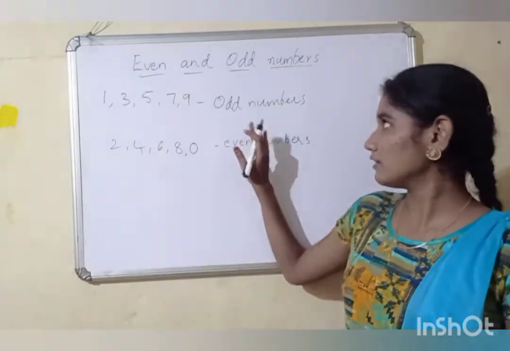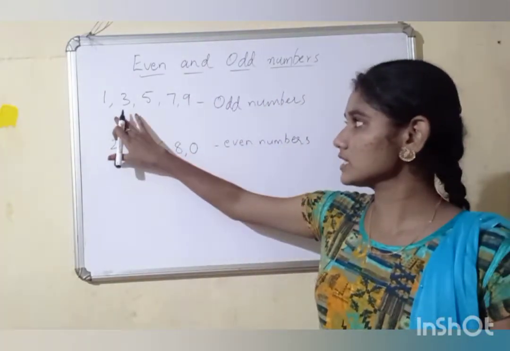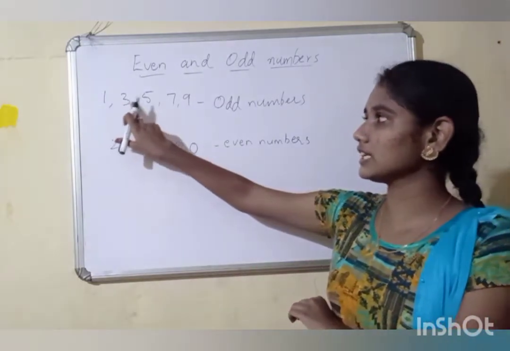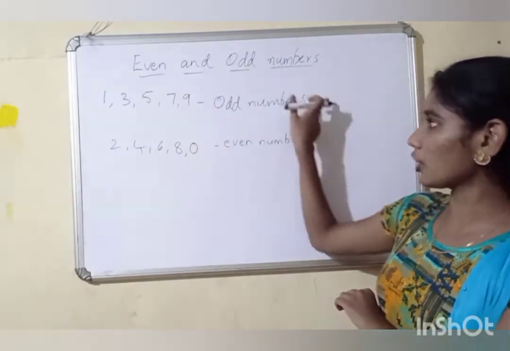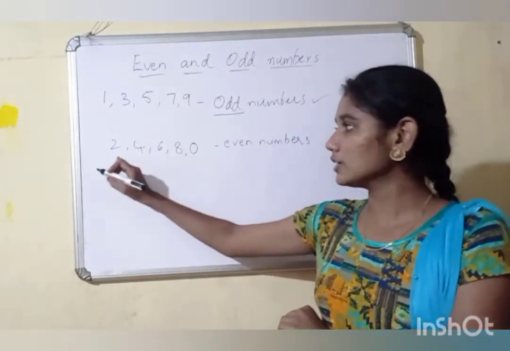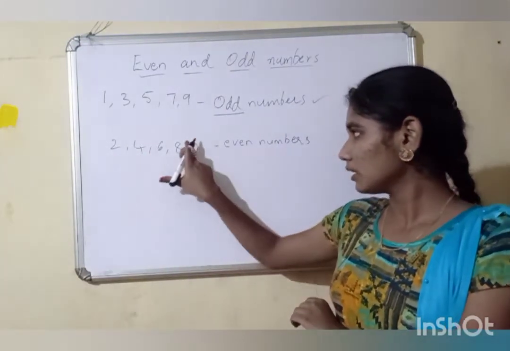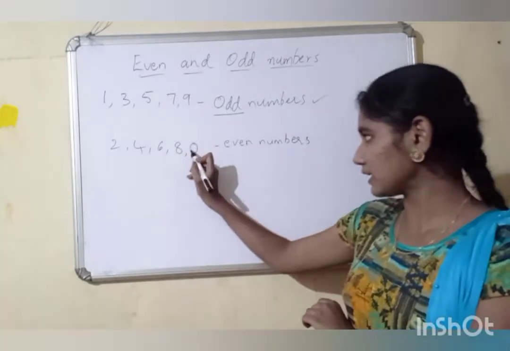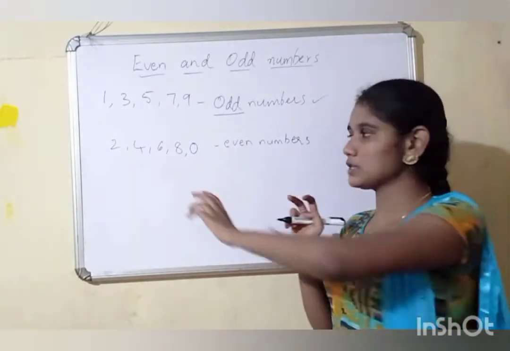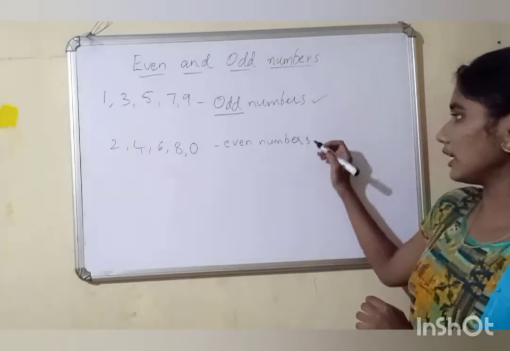Students, today our chapter is even and odd numbers. Now in our activity, we have seen that a few numbers were left without making perfect pairs. Those numbers are 1, 3, 5, 7, 9. These numbers we call odd numbers. And 2, 4, 6, 8, 0. It means 0 is nothing but 10, we did it. Let me take 0 only, the ones place digit. 2, 4, 6, 8, 0 are even numbers. It means we can make them into perfect pairs without anything left over. See here, odd numbers and even numbers.